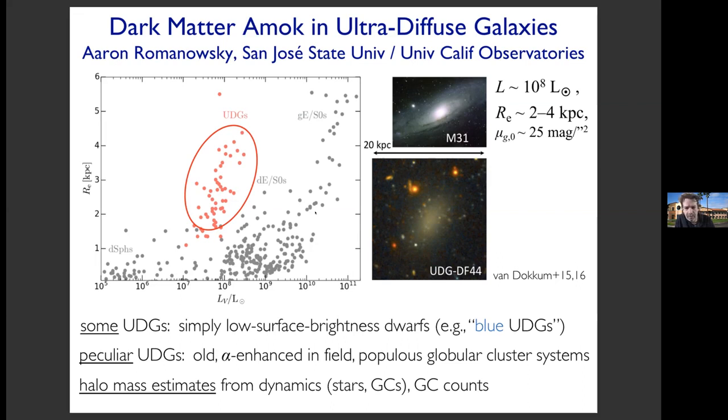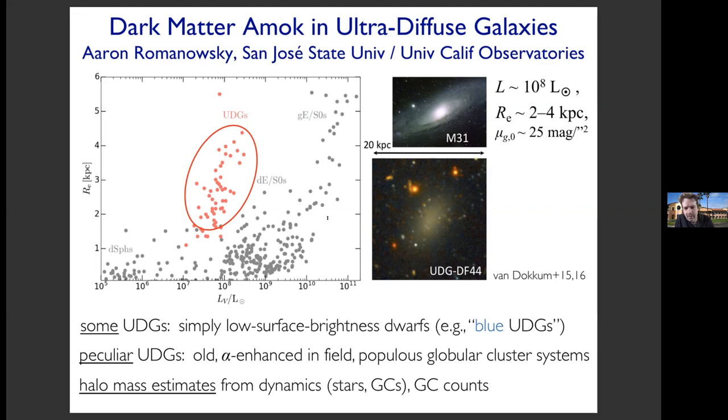But what I want to focus on in particular is an observationally identified subclass of UDGs that are peculiar. They're old and alpha-enhanced, with globular cluster-like stellar populations, and actually very rich in globular clusters. This is a subset of perhaps up to half of the UDGs, and these are quenched even in the field. As far as I know, there's no model yet that explains those kinds of UDGs.